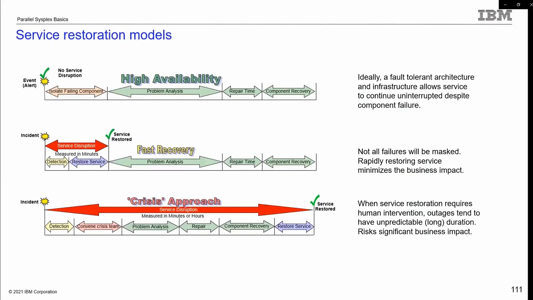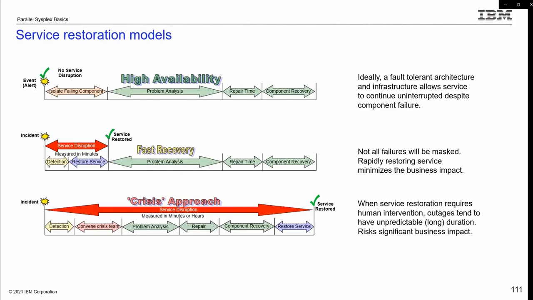When we're talking about parallel Sysplex and high availability, we need to talk about service restoration models. What we want to aim for is this upper high availability model where there's no service disruption. In other words, if a failure takes place, my other systems in the Sysplex pick up that work seamlessly and handle that system going down. Meanwhile, you can restore it and bring it back up to have the same capacity as you originally had.